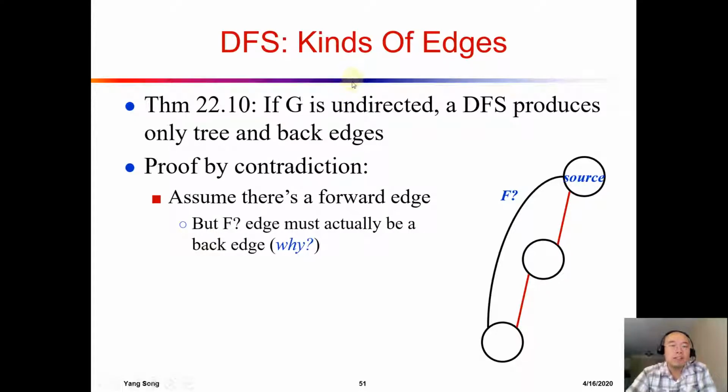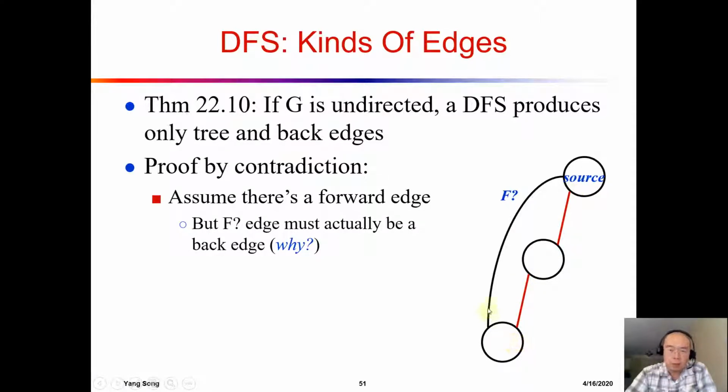If the graph G is undirected, then the DFS will only produce tree edges and back edges. So this means there won't be forward edges or cross edges if we are doing the DFS on an undirected graph. So let's draw one and see. If we want to do a DFS using this graph, and this is the source, and this is a tree edge, another tree edge.